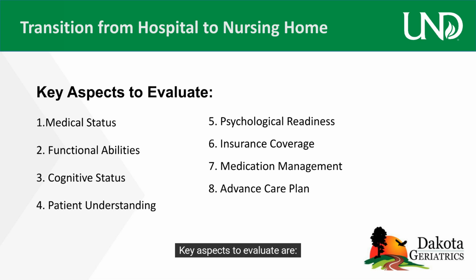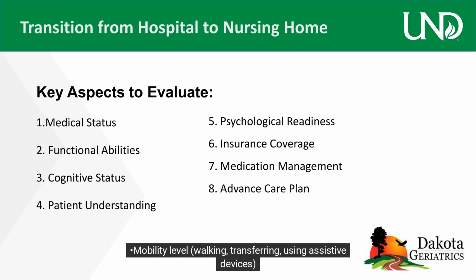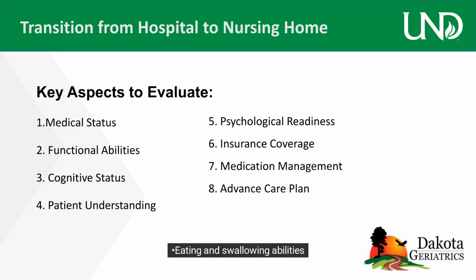Key aspects to evaluate are medical status: current medical conditions and stability, active treatment needs, wound care requirements, vital signs within normal range. Functional abilities: mobility level, walking, transferring, using assistive devices, self-care skills, bathing, dressing, toileting, eating and swallowing abilities. Cognitive status: orientation to time and place, ability to follow instructions, decision-making capacity, presence of dementia or other cognitive impairments. Patient understanding: awareness of their medical condition and care needs, ability to follow discharge instructions.